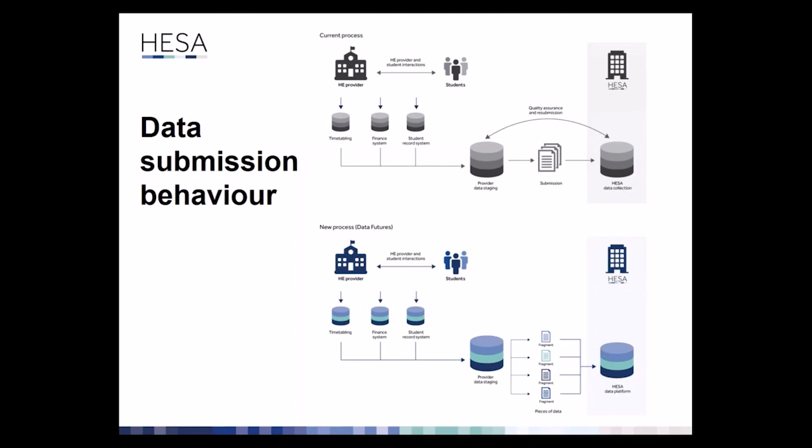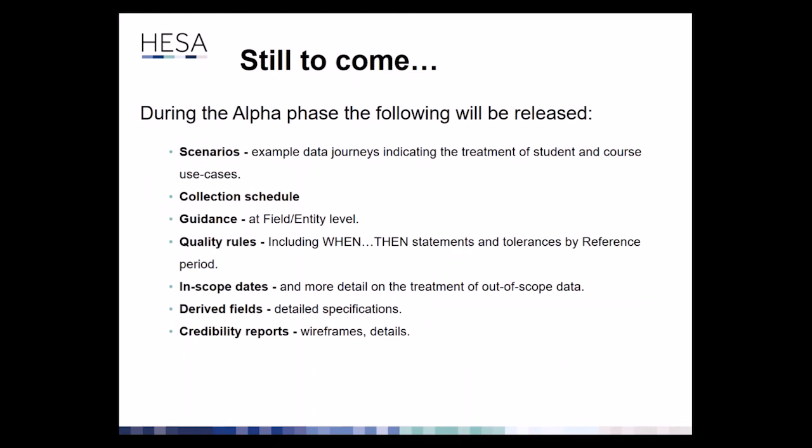We recognise there's an appetite for more. We understand that you're going to want to see more information from us about the quality assurance approach, more detail on the data model, and that is coming. So during the alpha phase, you can expect to see the following things released on this still to come list. So we're going to be producing some scenarios that give you examples of data journeys indicating how an individual student case or a course might be returned in the model. We will be publishing at a later point the detailed collection schedule.